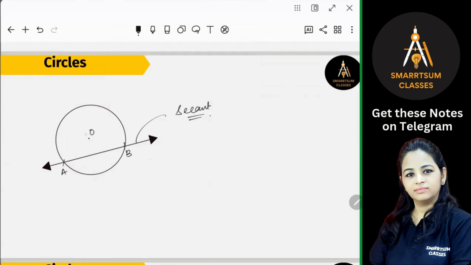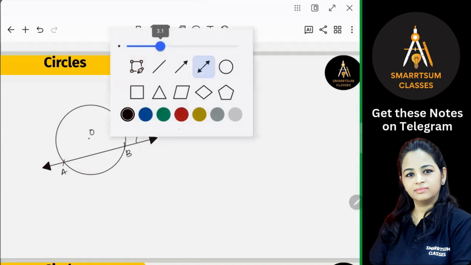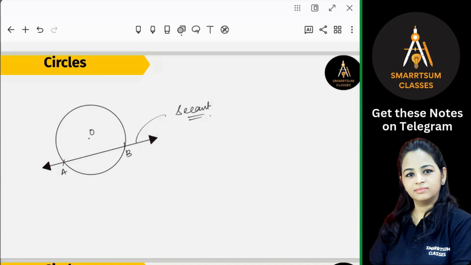Secant of the circle having radius O, right? Then there is tangent also, right? And now what is tangent? Tangent is a line that intersects the circle in exactly one point, right? Secant touches the circle at two distinct points, but tangent intersects the circle in exactly one point, right?